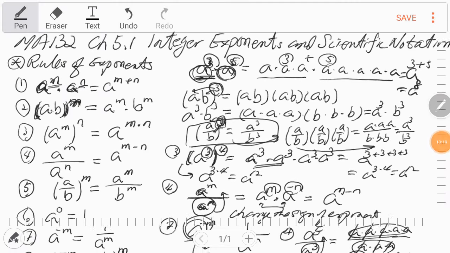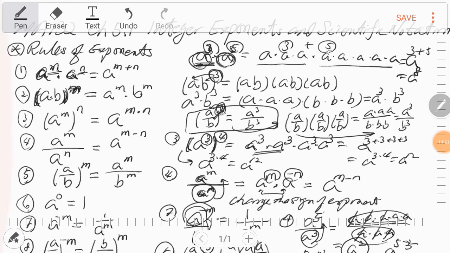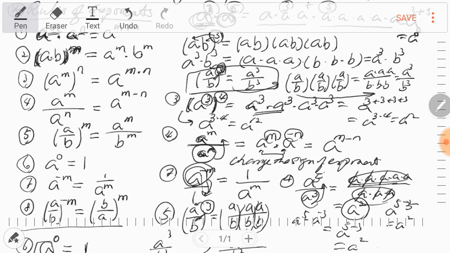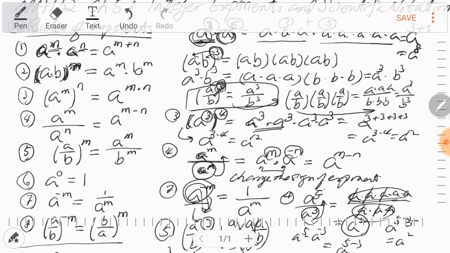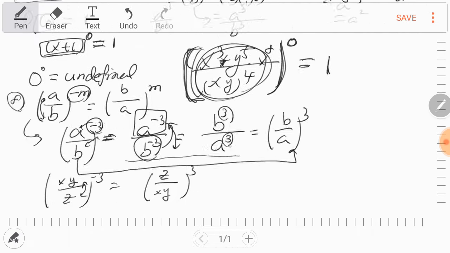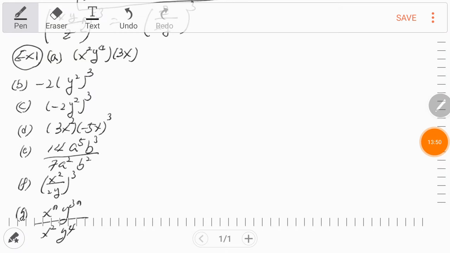Don't forget, first we have to understand how we got these rules of exponents. In this case, there are eight rules, 8 properties. So please understand first, and then memorize each rule, because we have to use these rules freely. So let's try an example. This is exercise 1, example 1. There are 7 examples.